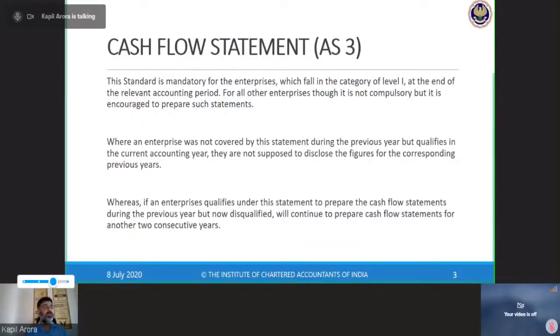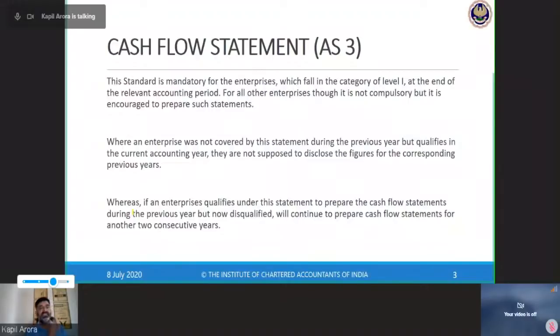Before we move on to cash flows, my first question is, why is cash flow required? What could be the logic of having the cash flows? Then we'll move on to which entities. If you remember, why is cash flow required? How does it add value?